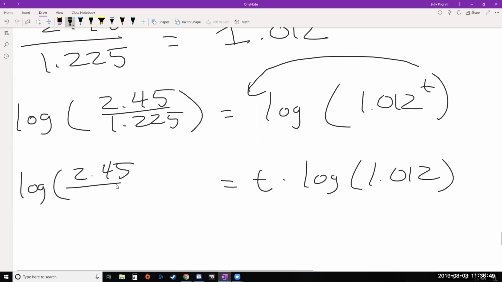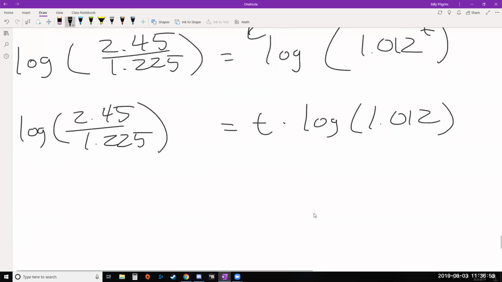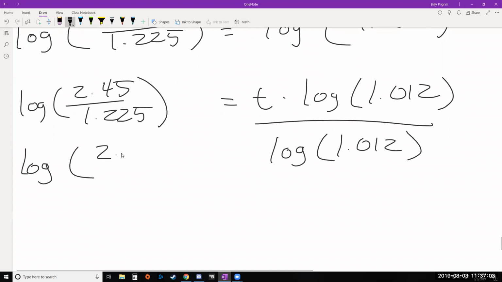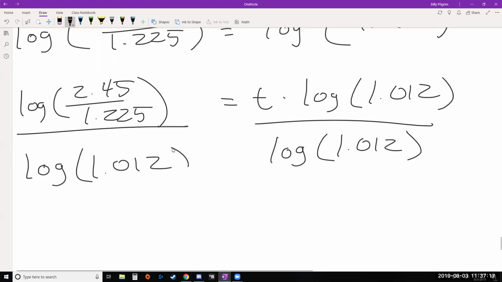And just rewriting this again. And this is the step where we want to solve for t, so we're just going to divide both sides by this log. Oops, what am I doing? Let's redo that. Sorry, we're dividing both sides by log of 1.012. Okay, this cancels out. We get t equals the quotient of these two logs.